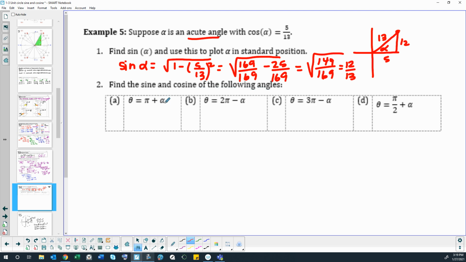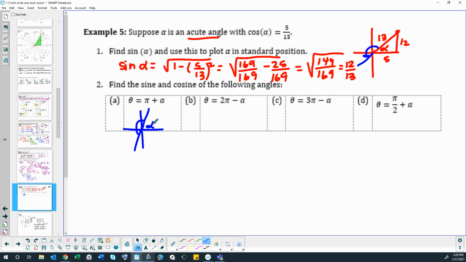Okay, so now find the sine and cosine of the following angles. If we add pi to alpha, where is that going to take our angle? Well, pi is 180, so that's going to take that clear around over here, right? So this would be pi plus alpha. See if I can draw a straight line. So let's say this is alpha, and this is the angle we're looking at down here.